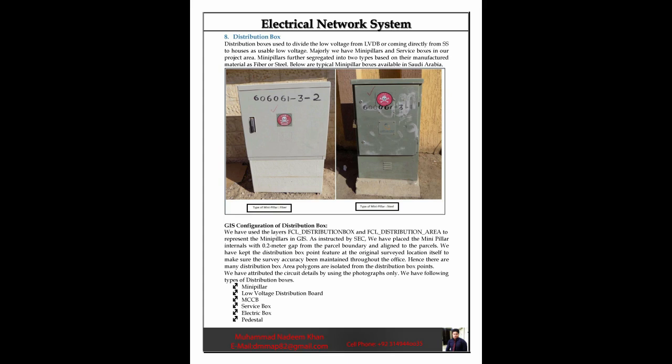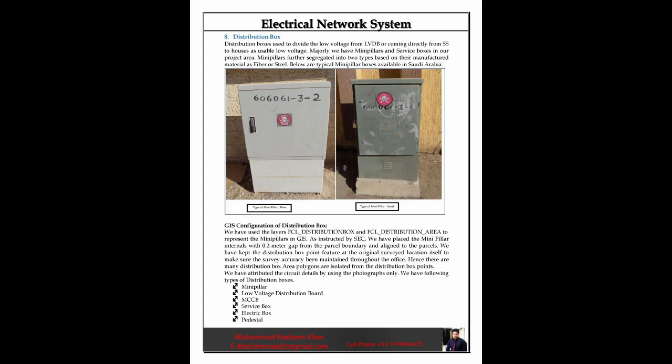GIS configuration of distribution box. We have used the layers FCL_DISTRIBUTIONBOX and FCL_distribution_area to represent the mini pillars in GIS. As instructed by SEC, we have placed the mini pillar internals with 0.2 meter gap from the parcel boundary and aligned to the parcels. We have kept the distribution box point feature at the original surveyed location itself to make sure the survey accuracy been maintained throughout the office.